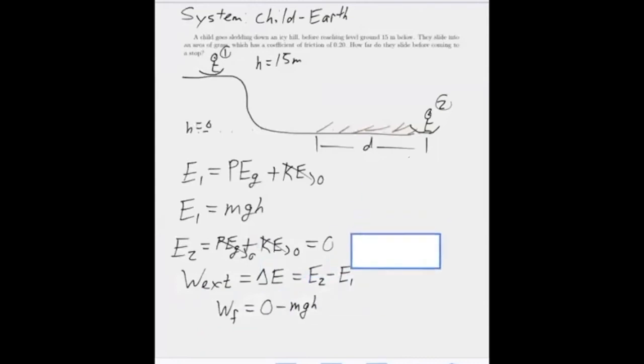Now we need to remember what the definition of work is. In this area where friction is doing work on the sled, the displacement is toward the right, but the force of friction is toward the left, right? So we know that the work done by friction is always negative because the force of friction always points opposite to the direction of the displacement. So I can say that the work done is going to be negative of the force of friction times the displacement, and that's going to be equal to negative mgh.